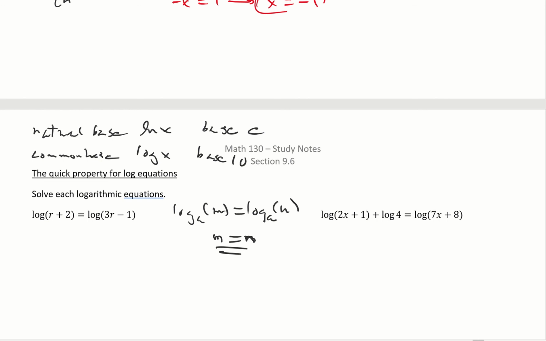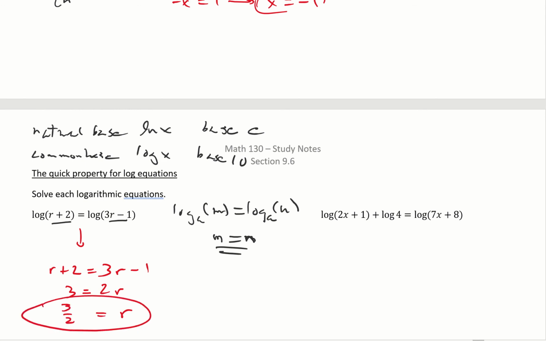Watch. We have log of r plus 2 equals log of 3r minus 1. Therefore, if the logs are the same, then the stuff inside are equal. So we simply go, boom, r plus 2 is 3r minus 1. You're kidding. No, I'm not. And we solve. Bring this over as a negative r. Bring that over as a positive 1. Looks like r is 3/2.